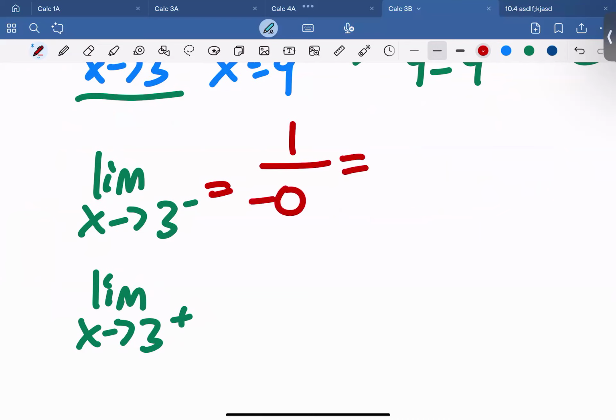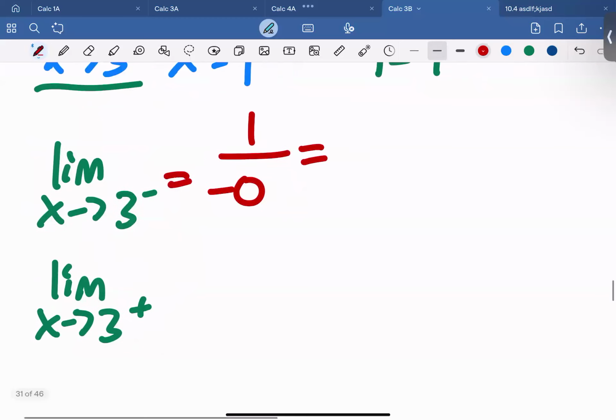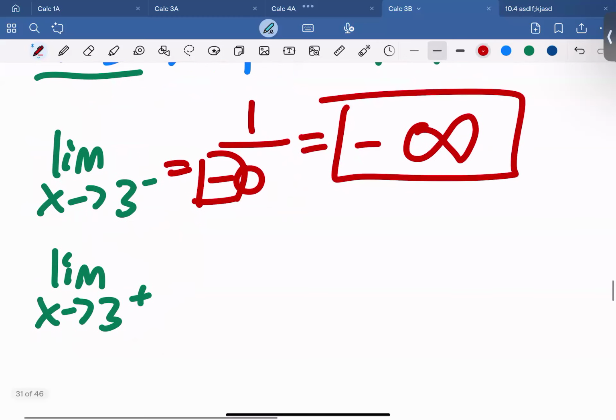Now, looking at this problem, I have a 1 divided by 0, but it's not necessarily 0. This is a number that's really close to 0. Any number divided by a really small number is going to give us infinity, okay, because that can go on forever. And then one thing to note is what's in front of it? We have a negative, because we're on the left side of it. So you would get a negative infinity limit for the left-hand limit.